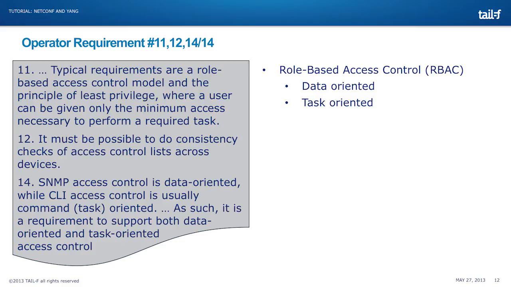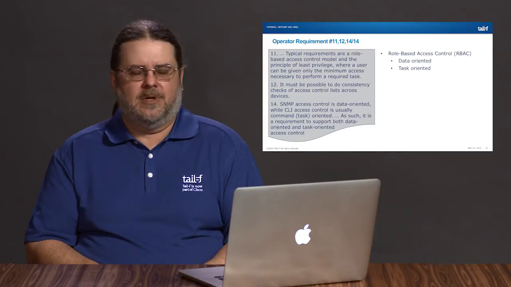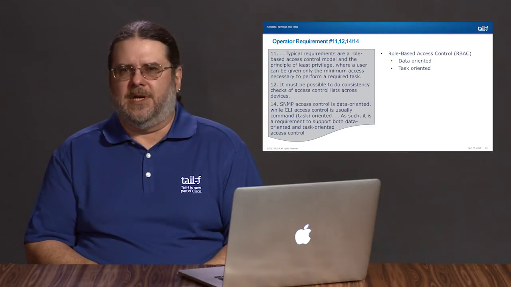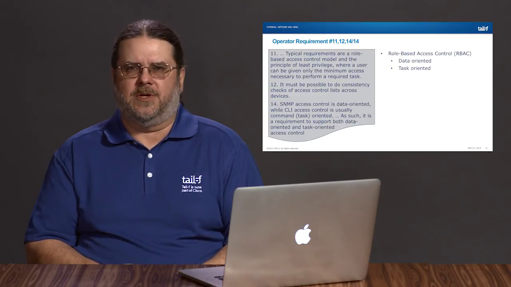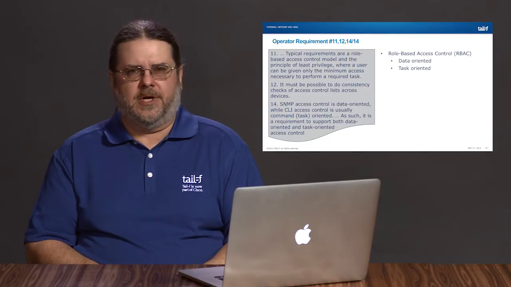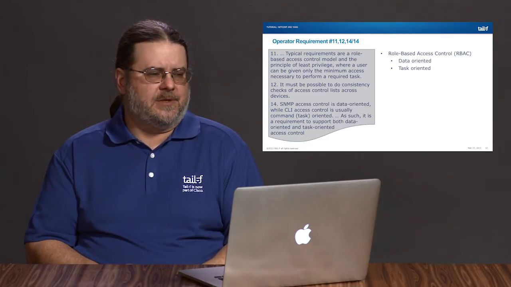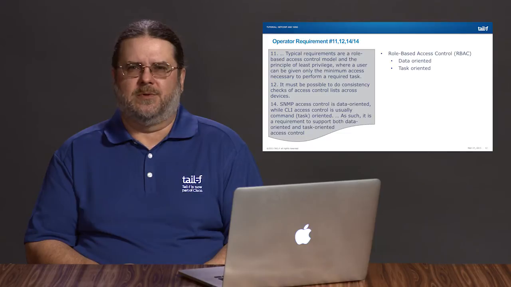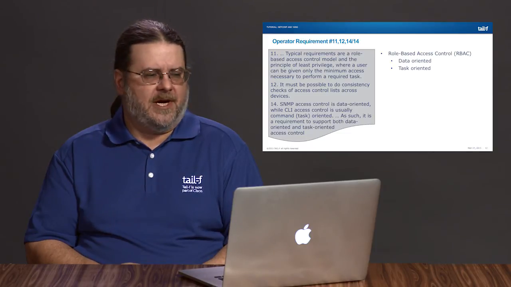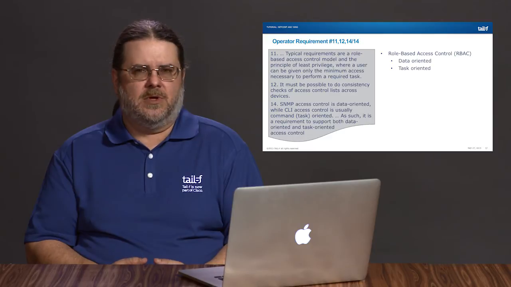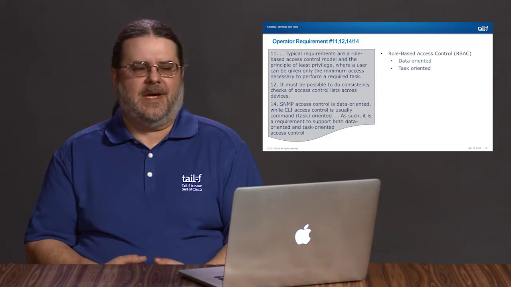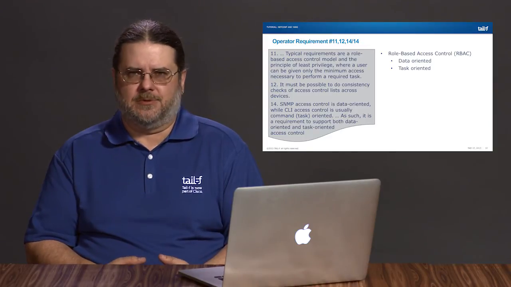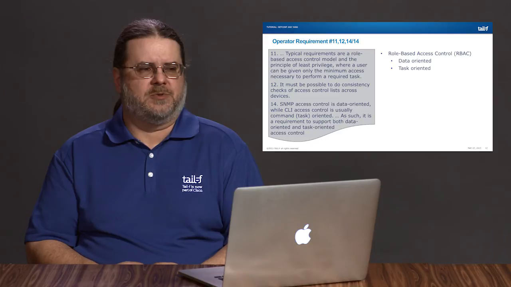Looking at what had been used at the time, SNMP access control was very much oriented to the data. If you look at the various security mechanisms of SNMP, it's oriented to the data, whereas when you're using CLI, the access control was more oriented towards what commands someone could use or what tasks they can run. So really, it's desirable to have both data-oriented and task-oriented access control for a modern network management protocol.